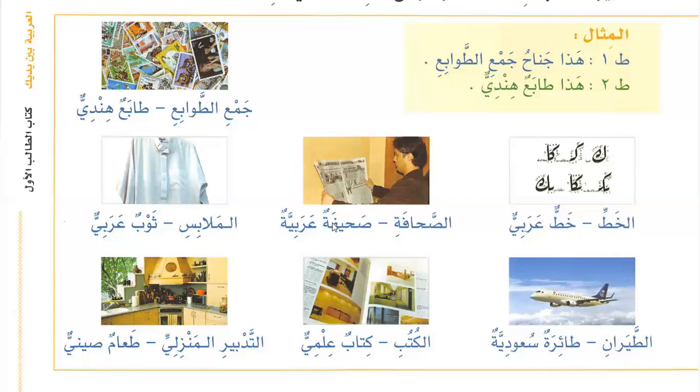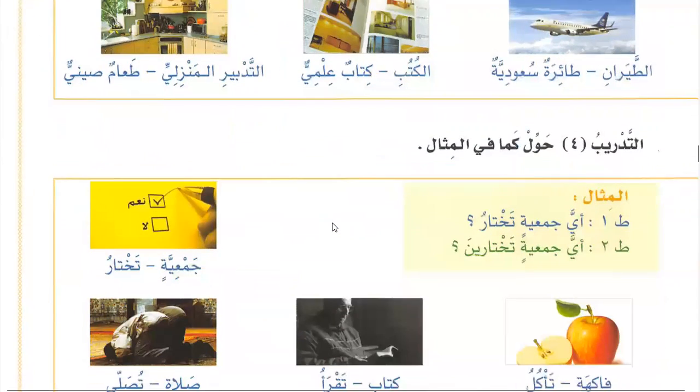Haza jana'ul kutub. This is a book stall. Haza kitabun ilmiyyun. This is a scientific book or science book. Okay. Haza jana'ul mustashfa. This is a hospital stall. Haza ta'amun sinniyyun. This is Chinese food.